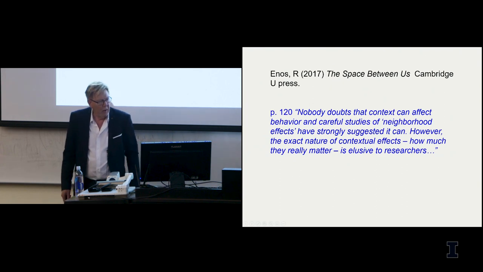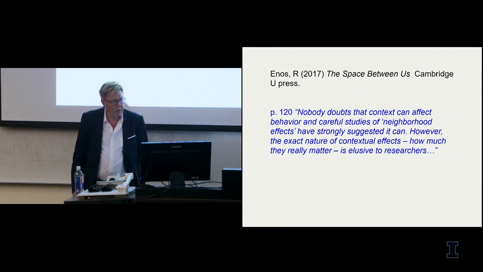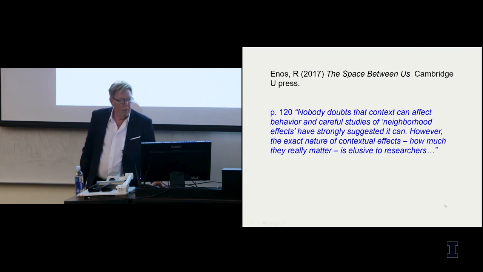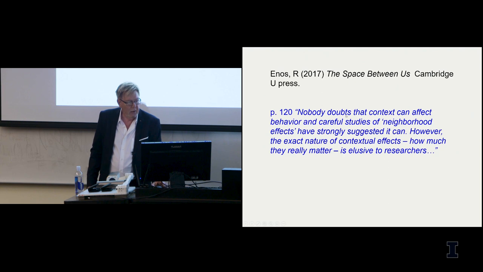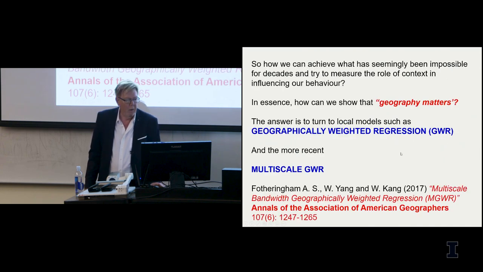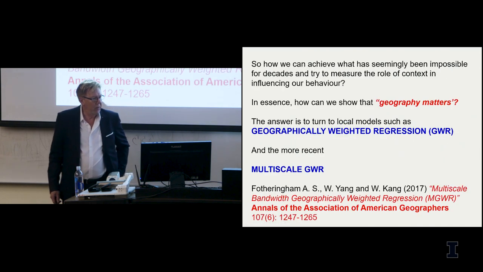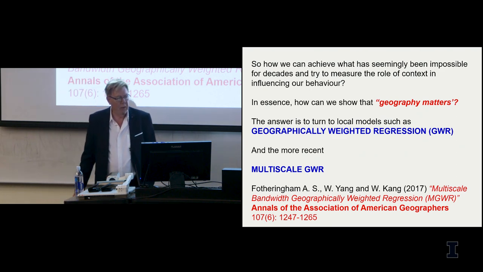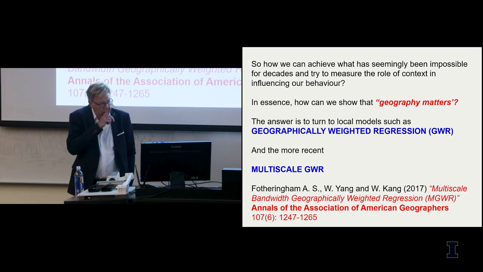And finally, in the book by Ryan Enos, which is all about the role of context, a lot of it in Chicago, nobody doubts that context can affect behavior. And careful studies of neighborhood effects have strongly suggested it can. However, the exact nature of contextual effects, how much they really matter, is elusive to researchers. Okay. So, how can we achieve what has seemingly been impossible for decades and try and measure the role of context in influencing our behavior? In essence, how can we show that geography actually matters?